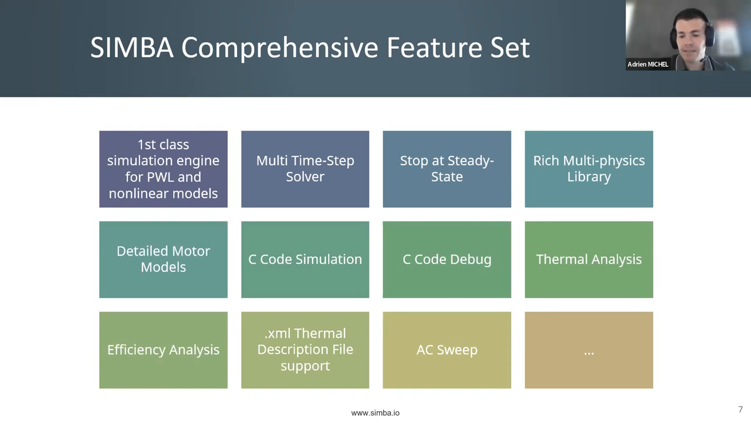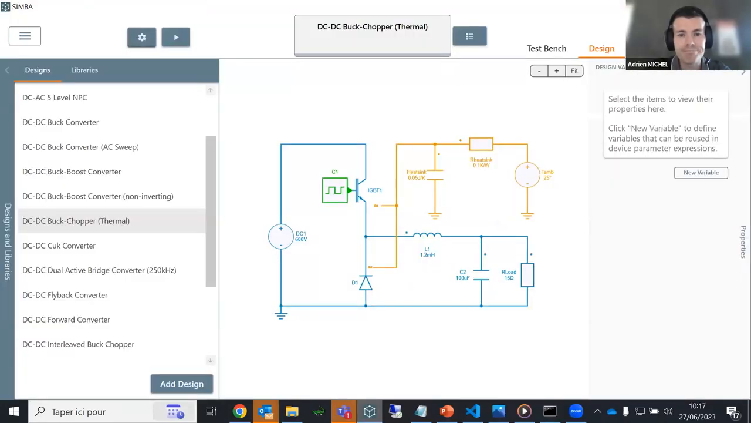And make some AC sweep analysis, I mean frequency analysis in open loop in order to get the PI value, for example, and close the loop of your system. So let me show you quickly the SIMBA GUI.